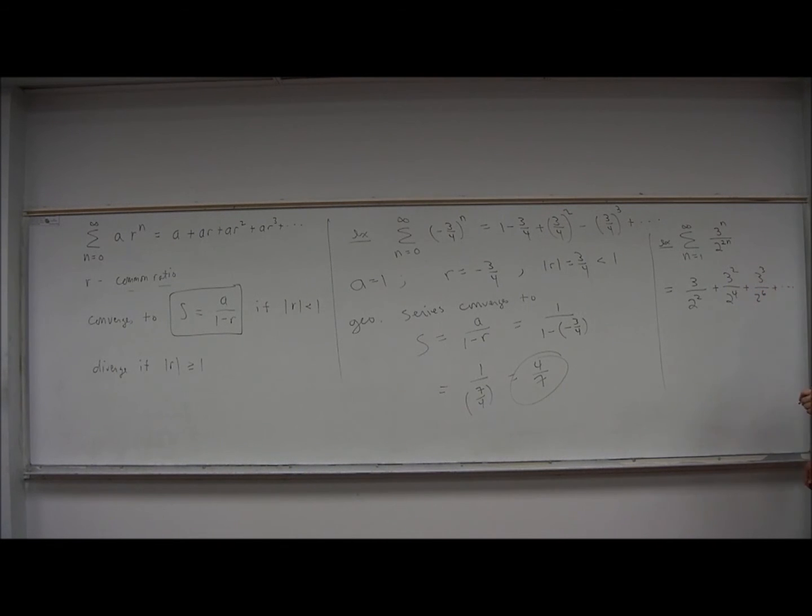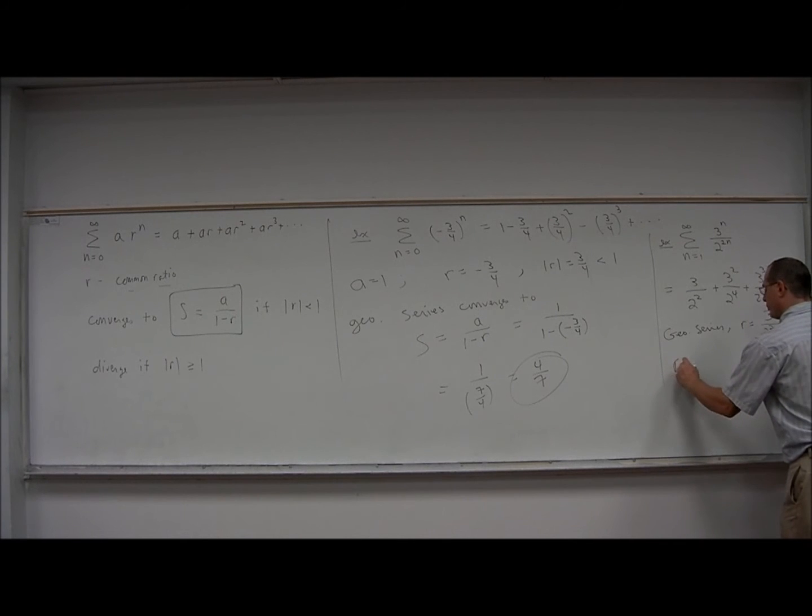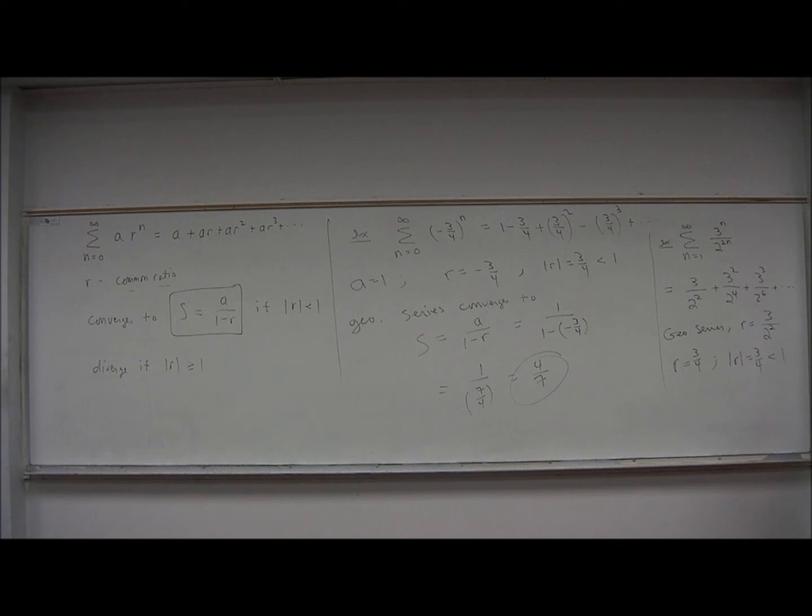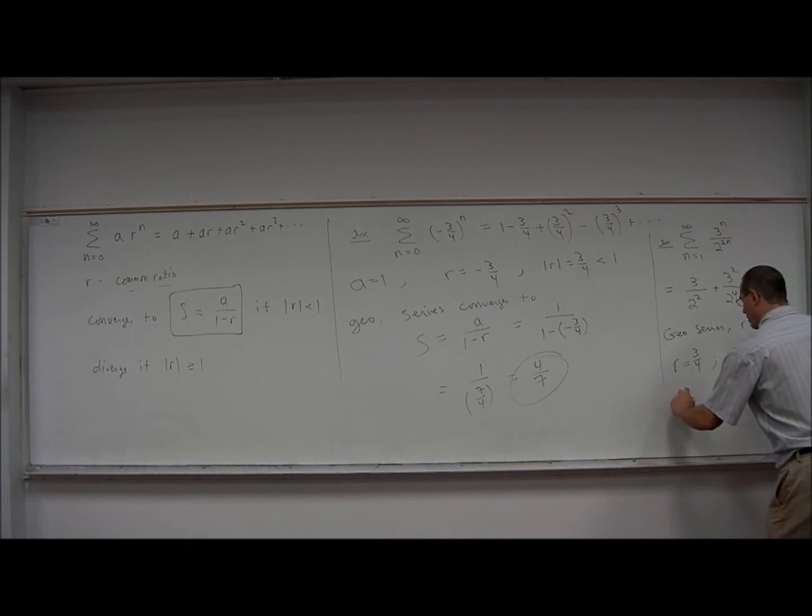And I think from there we can see that this is a geometric series with r equals, on the top we're multiplying by 3. 3 squared, 3 cubed. And on the bottom, 2 squared, 2 to the 4th, 2 to the 6th, etc. We're multiplying by 2 squared. So here r is 3/4. And so of course the absolute value of r is also 3/4, which is less than 1, and so the series converges.